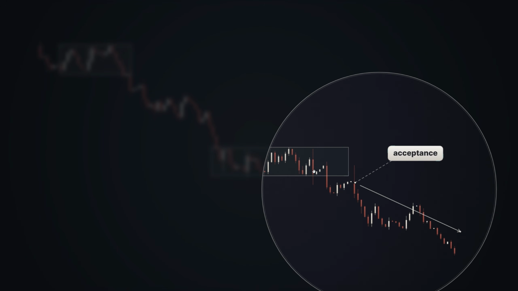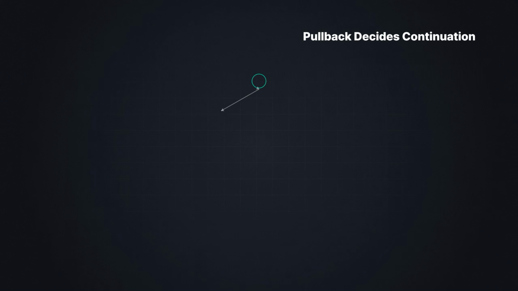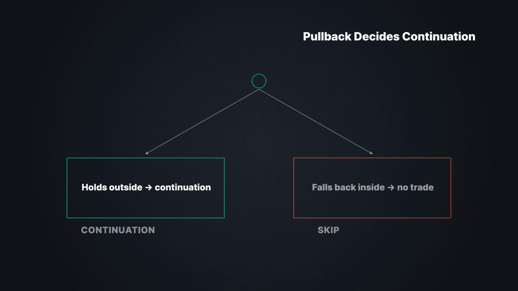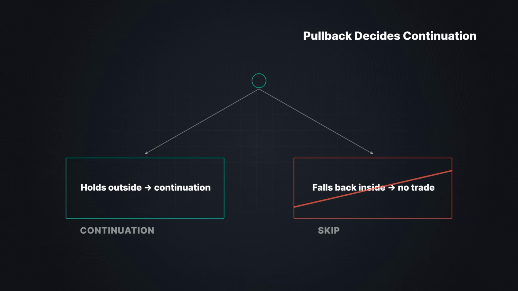So binary rule: if price breaks outside value, holds outside, and the pullback does not fall back into old value, I look for continuation. If price falls back inside old value, I don't take the continuation trade.